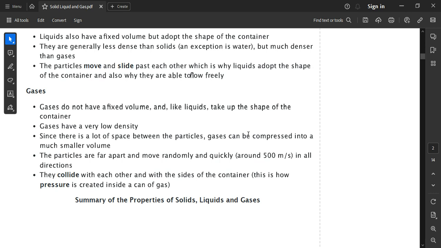Gases. Gases do not have a fixed volume and, like liquids, take up the shape of the container. Gases have a very low density. Since there's a lot of space between the particles, gases can be compressed into a much smaller volume. The particles are far apart and move randomly and quickly, around 500 meters per second, in all directions. They collide with each other and with the sides of the container. This is how pressure is created inside a can of gas.